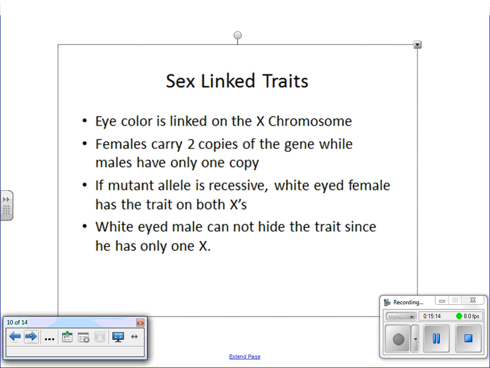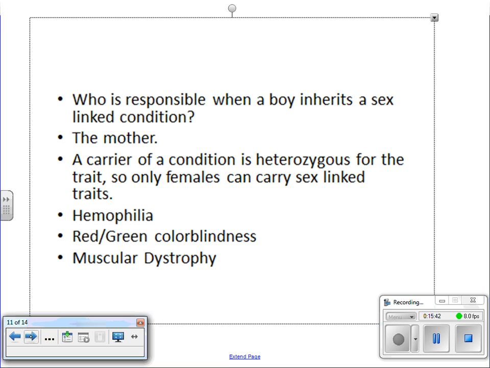Some sex-linked traits to go along with this. Sex-linked traits like eye color or hemophilia or color blindness, they are all located on the X chromosome. Males have a lot higher chance of getting these sex-linked traits because they only have one X chromosome. Females get two X chromosomes, so the odds of them actually receiving a mutant allele on the X chromosome and expressing it is kind of low.